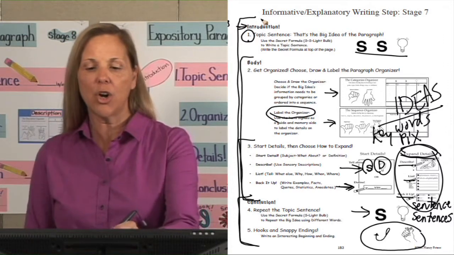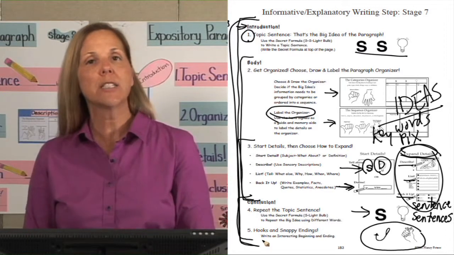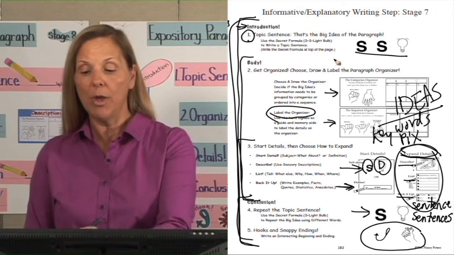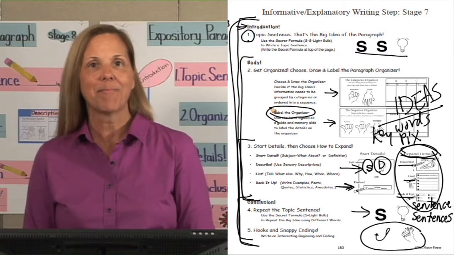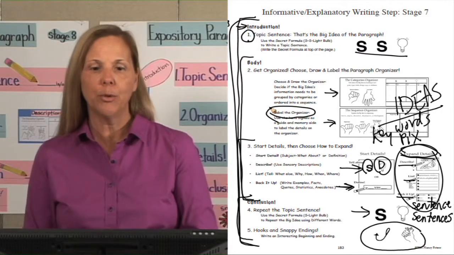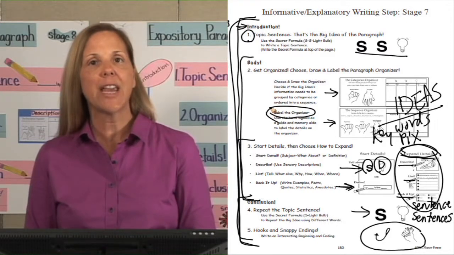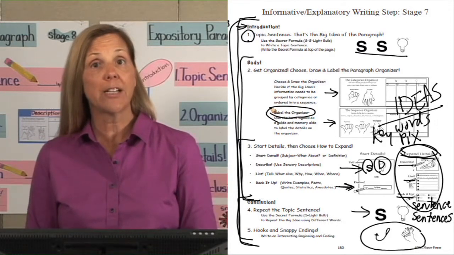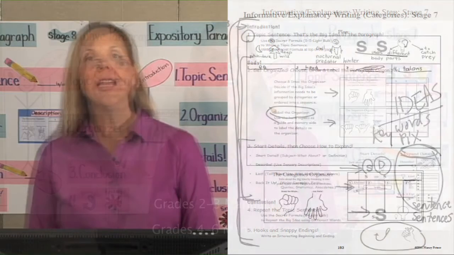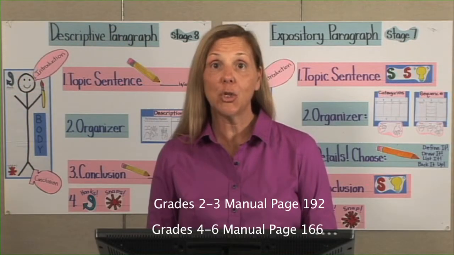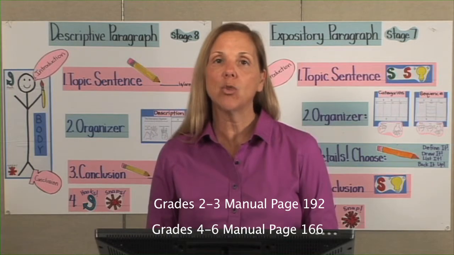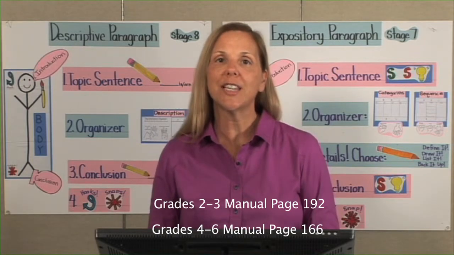Here's our informative explanatory writing steps for you, the teacher, to follow with all of your key information there for you to utilize during the lesson. Let's now walk through all the different pages for Stage 7, Informative Explanatory, showing a sample organizer. If you're in the 2-3 manual, you'll start on page 192. If you're in the 4-6 manual, you'll start on page 166.